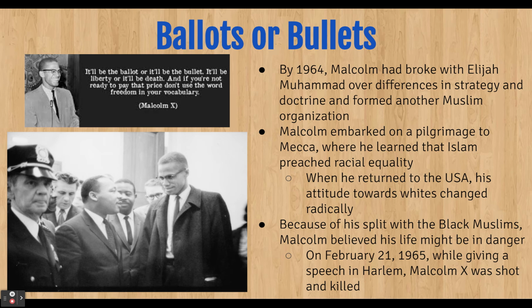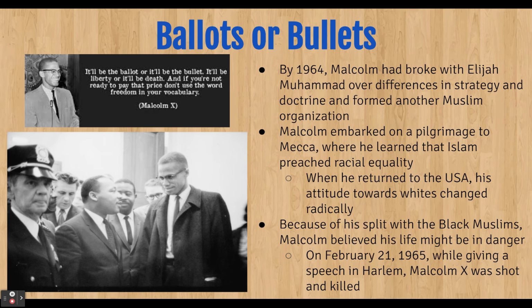On February 21st, 1965, while giving a speech in Harlem, Malcolm X was shot and killed. So he was not the first person within the civil rights movement to be killed, but one of the first leaders to have been shot and killed.